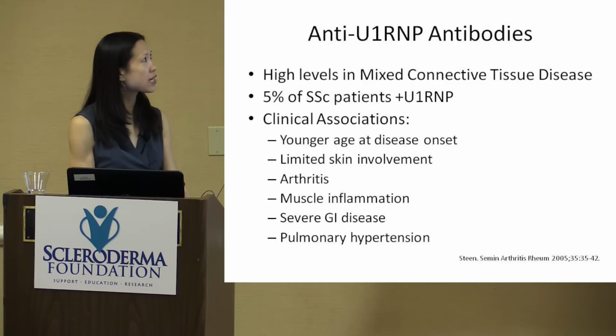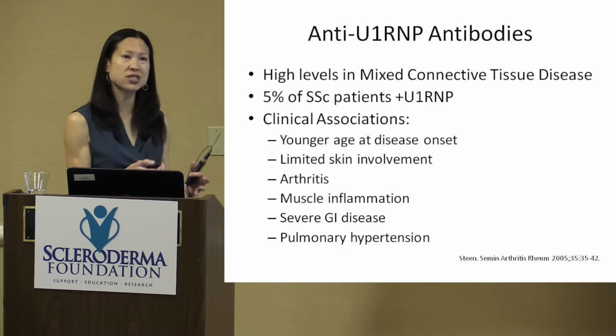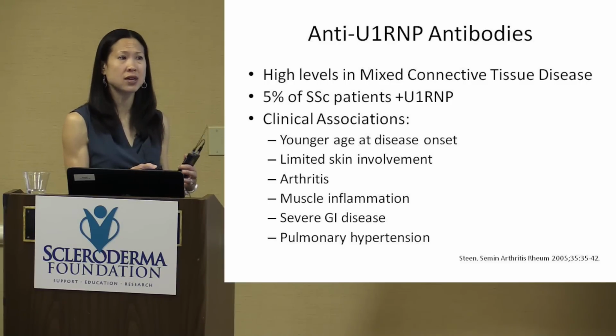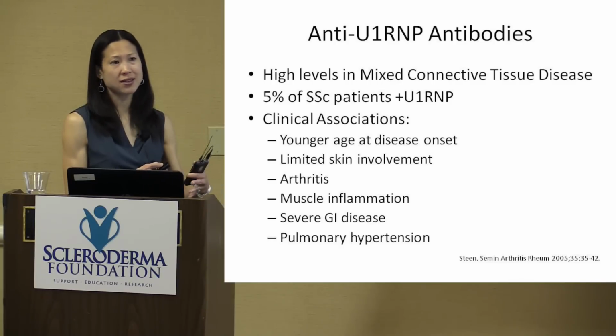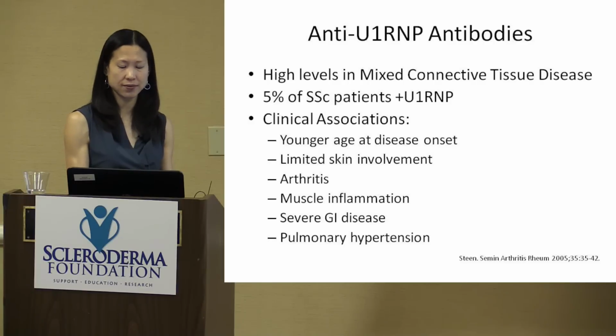Also, the anti-Ku antibodies are associated with interstitial lung disease as well. Unfortunately, the interstitial lung disease doesn't always correlate with the muscle disease in terms of response to therapy. So it's interesting that the muscle disease can respond well to steroids, but the interstitial lung disease may not in these patients with the anti-Ku antibody.